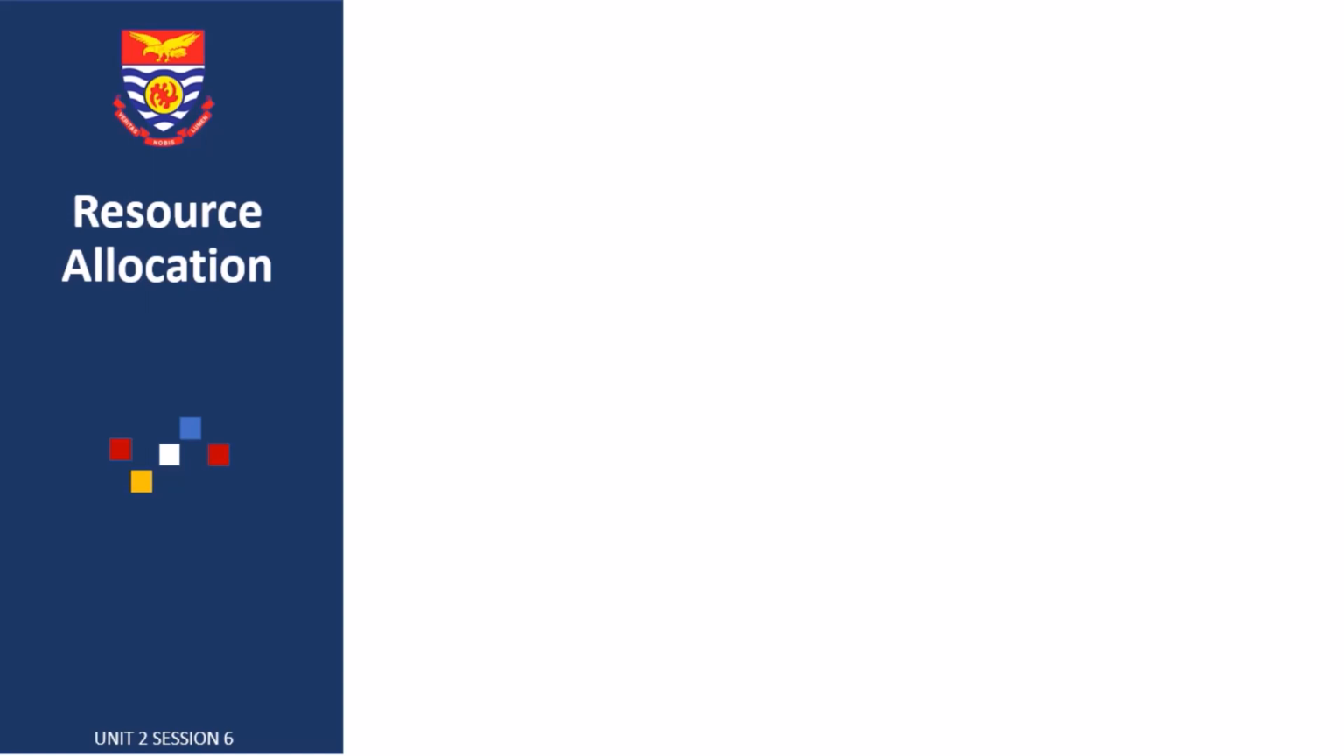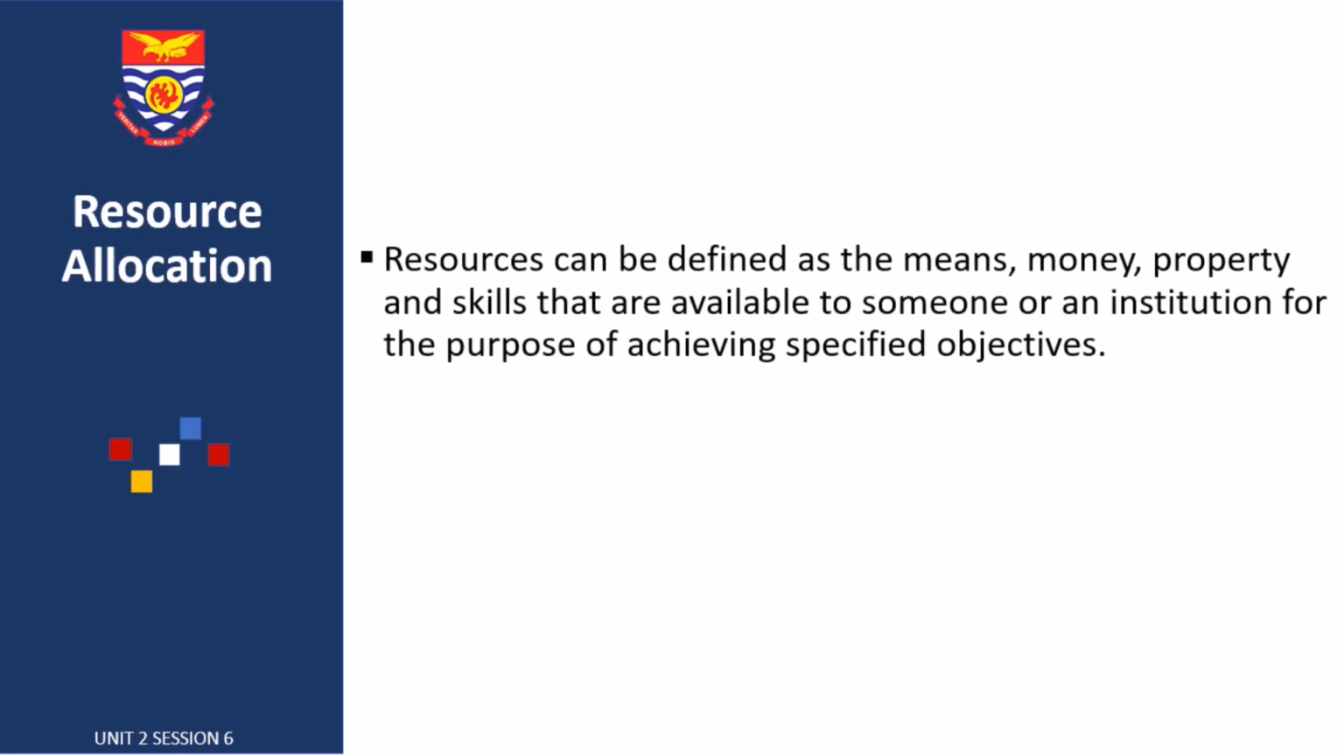Now let's zoom in to resource allocation. We cannot define resource allocation without understanding what a resource is and what we mean when we say allocation. To begin with, resources are the means, they are the money, the property, and skills that are available to someone or an institution for the purpose of achieving specified objectives. So the money, the property, the skills, the means that are available to you that will help you to achieve a specified objective is a resource.